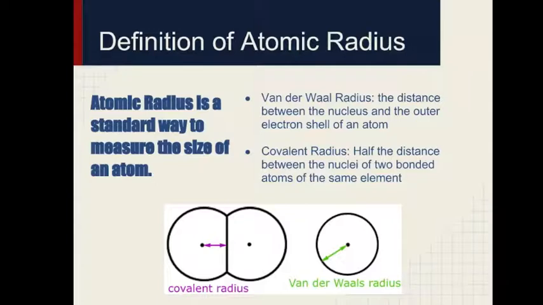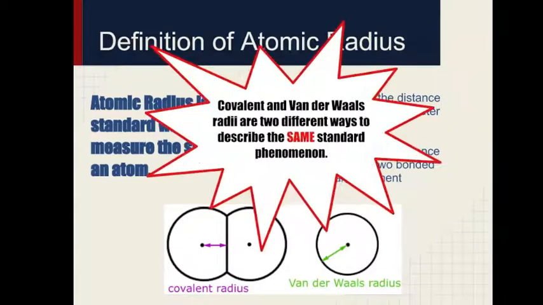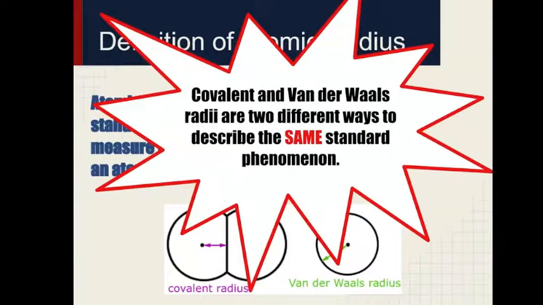A second definition of atomic radius is half the distance between the nuclei of two bonded atoms of the same element. This is called covalent radius. Remember, van der Waals and covalent radii are the same thing. They're two different ways to describe the same phenomenon. Van der Waals radius of hydrogen is the same, both quantitatively and qualitatively, as the covalent radius of hydrogen.